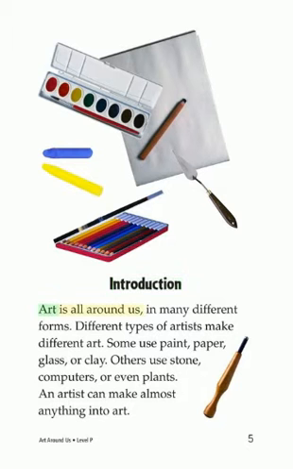Introduction. Art is all around us in many different forms. Different types of artists make different art. Some use paint, paper, glass, or clay. Others use stone, computers, or even plants. An artist can make almost anything into art.